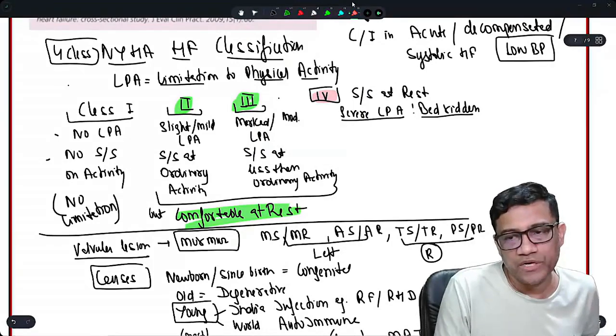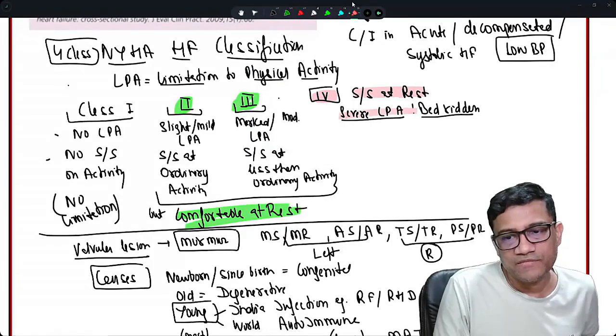He has signs and symptoms, severe LPA, and is not comfortable at rest.